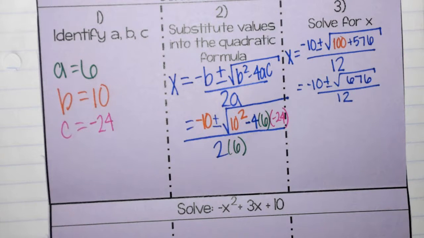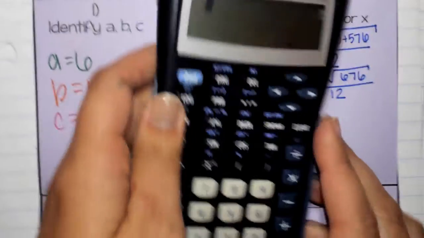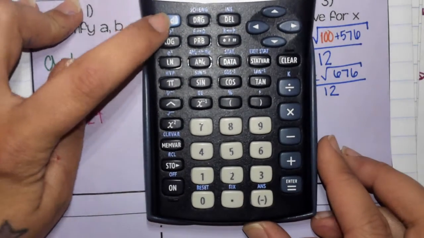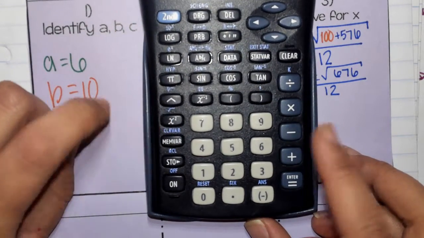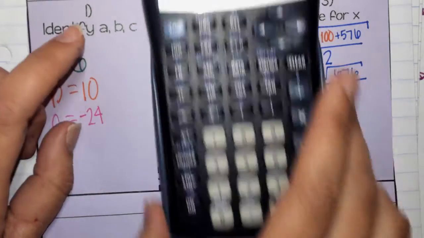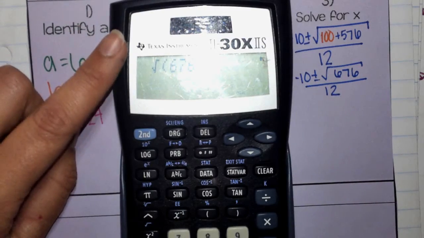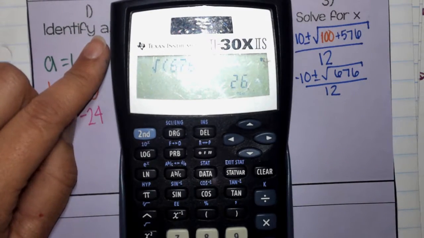Now we take the square root of 676. If you don't know how to find the square root, let me show you. You hit this second button right here, then this button, and then you type 676. It's going to look like this on your screen. You hit equals.